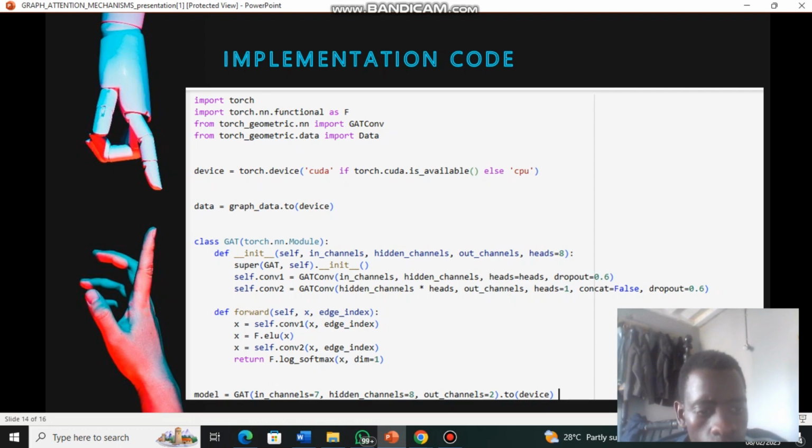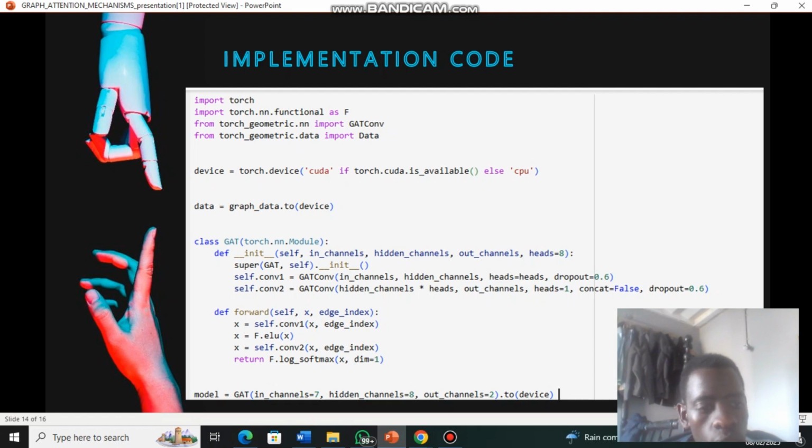So we shall move on to the torch device. This one checks if the GPU is available. If yes, it uses the GPU. For example, we use Colab, so we use the GPU. If not, it uses the CPU. This one requires a lot of resources. And then we shall move on to the graph data. It moves the graph data to the device, either GPU or CPU, depending on what you are using. So we shall move on to the class GAT. It creates the graph attention network module, and also it initializes the channel.